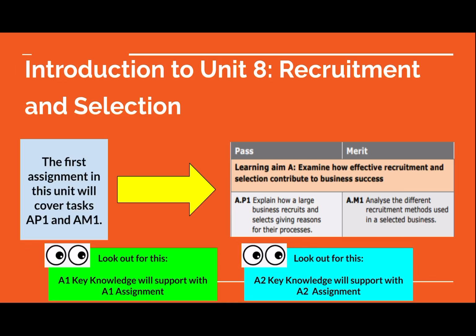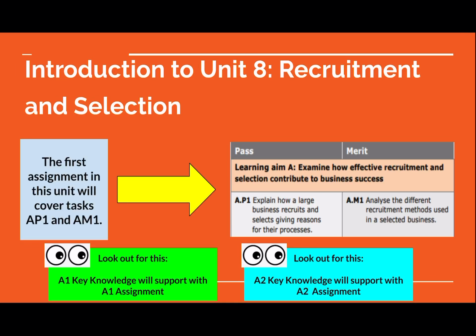So AP1 asks you to explain how a large business recruits and selects, giving reasons for their processes, so the way in which they are recruiting. What's really important here is that you do choose a large organisation. You should be looking for organisations that share a lot of information on their recruitment and selection process. I've given some examples in the presentation, for example, Tesco and Google and Nike, as they do share a lot of information in terms of how they recruit and select their staff.